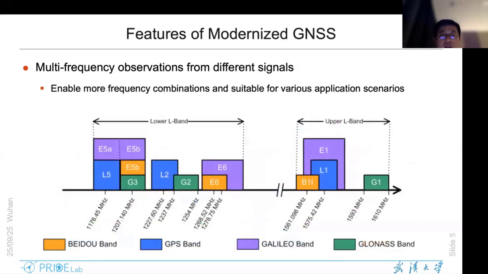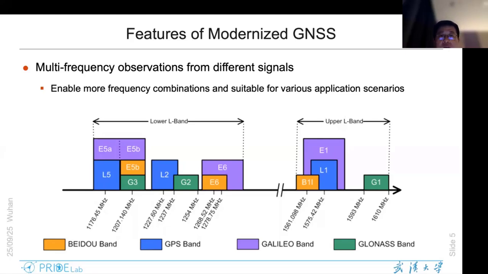And this is the signal composition from the modernized GNSS. Normally we call it the multi-frequency observations from different constellations. And this actually shows the signal structures from the four constellations. So you can see they share some frequency bands, but basically they have the L1 and L2 bands, the lower L band and the upper L band. These two bands are very crowded, and we can see some signals such as E1, L1, and B1C. They are interoperable because they overlap the same frequency band and they have exactly the same frequencies.